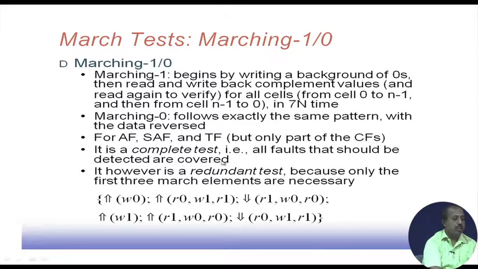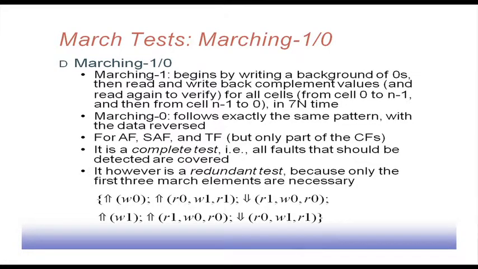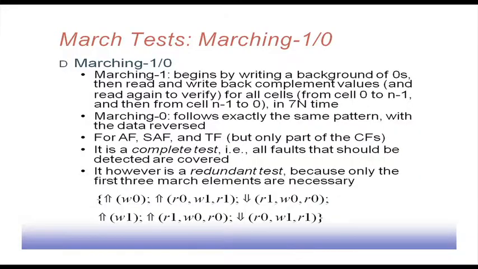So, this is important. It says that all faults that should be detected are covered. All the detectable faults, all address decoder faults, stuck-at faults and transition faults, are covered by this one. However, it is a redundant test because only the first 3 march elements are necessary. The rest, though it is telling marching 0, is not necessary. So, the first part is sufficient. The redundancy proofs and all that we are skipping. If you refer to the corresponding paper, you can find it.